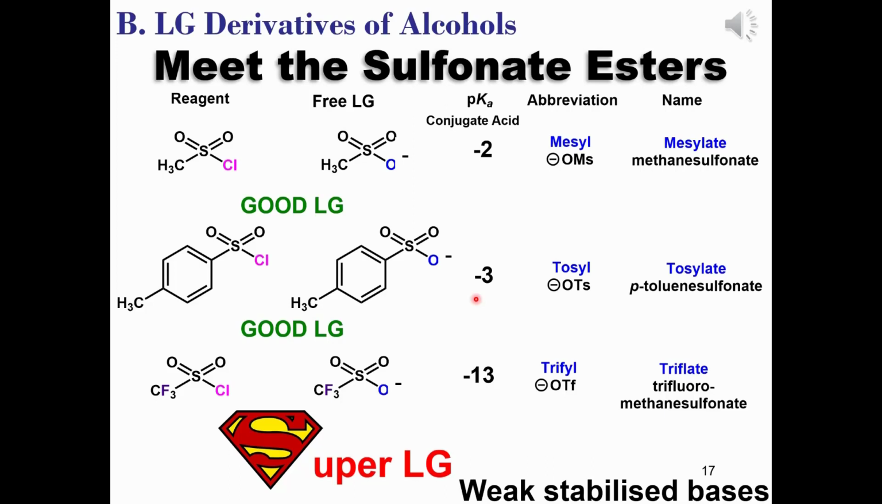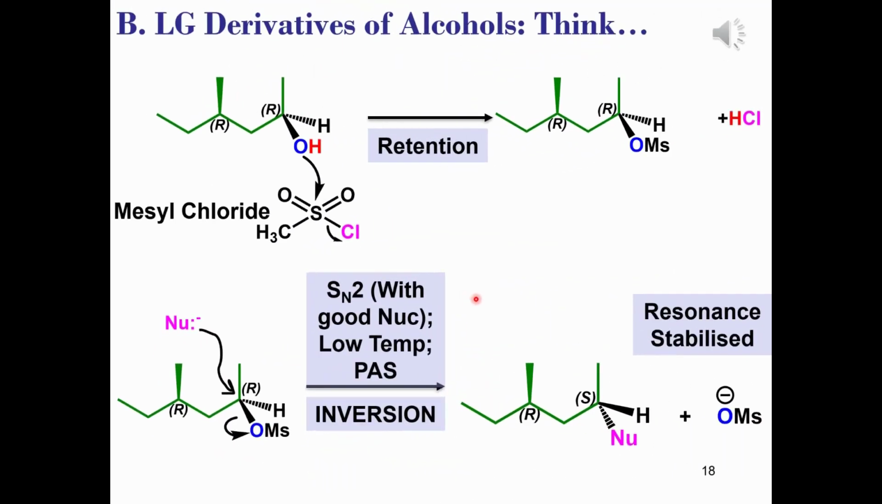Let's now have a look at how a sulfonate ester is made from an alcohol. The alcohol substrate is reacted, in this case, with mesyl chloride, but it's the same process for forming any of the other sulfonate esters. Note that the oxygen atoms react with sulfur and nothing at this point happens to the stereochemistry of that chiral center. This reaction proceeds with retention.